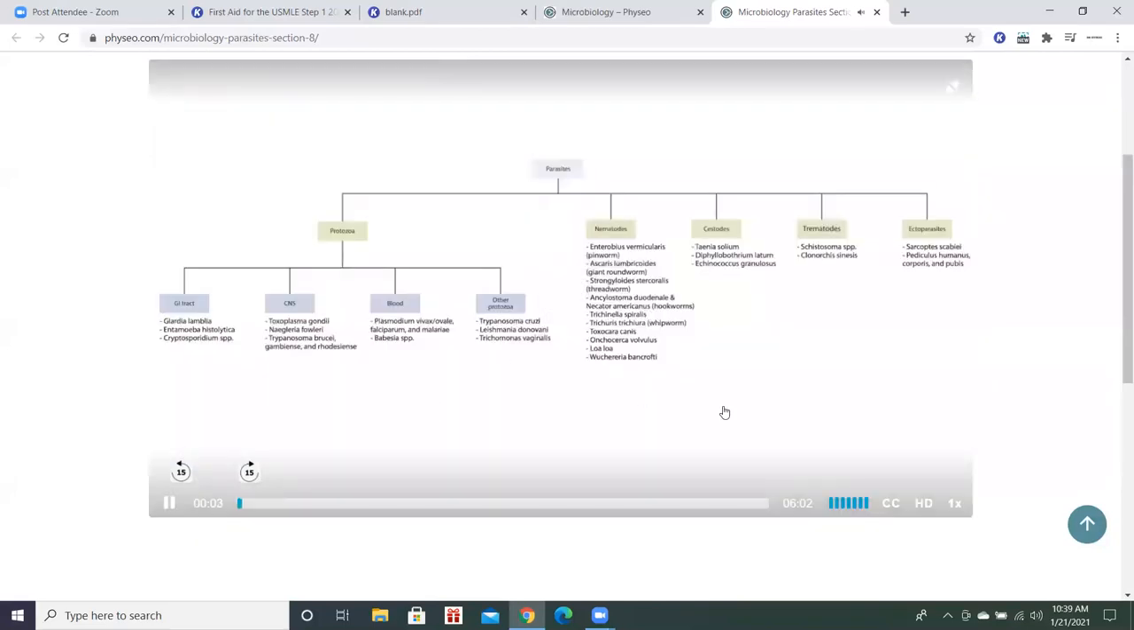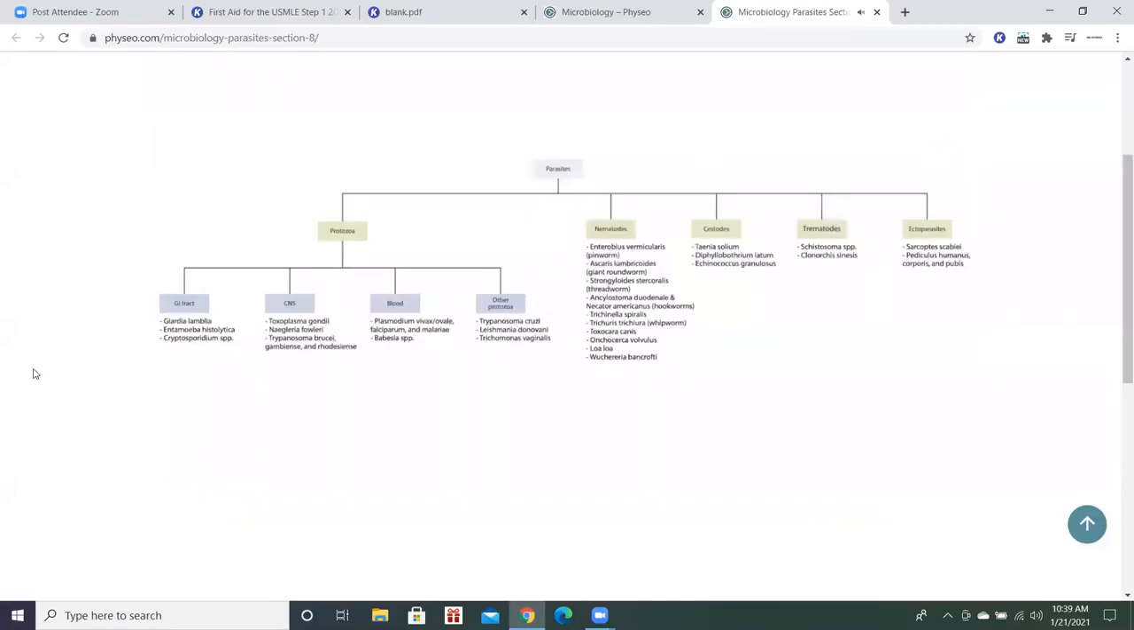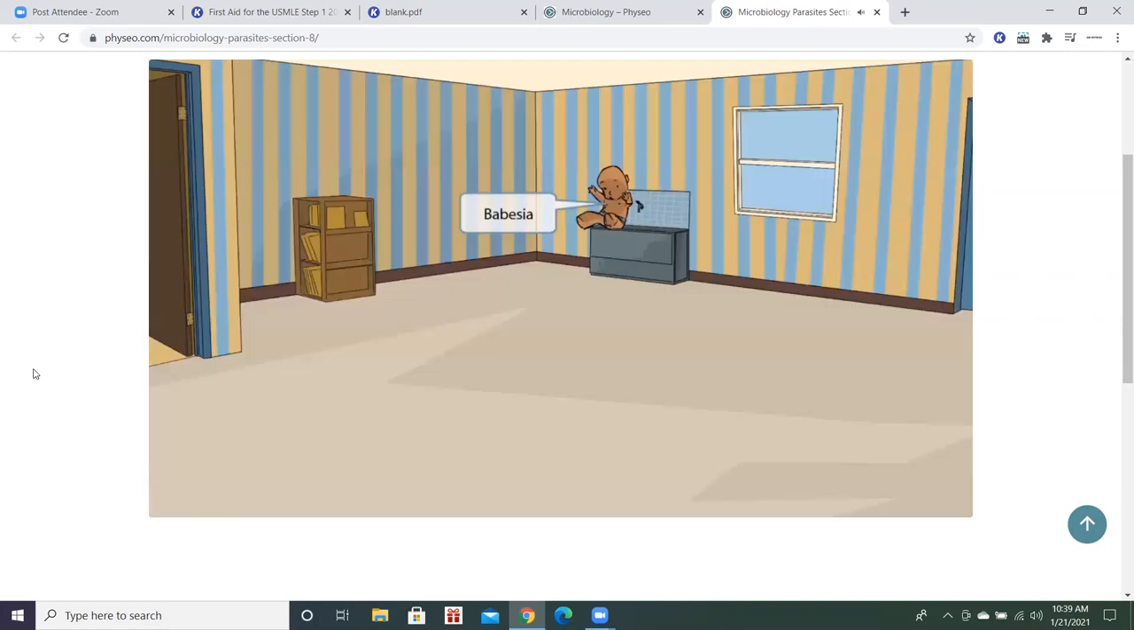This is our overview figure showing the parasites you need to know for step one. In this lecture, we will be talking about another protozoa that infects the blood, Babesia. Our story takes place in a daycare center with a bunch of babies. Here's one of the babies right here.